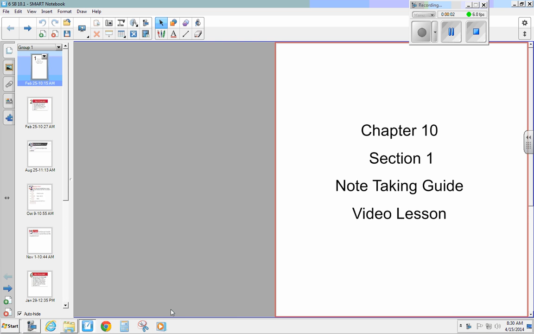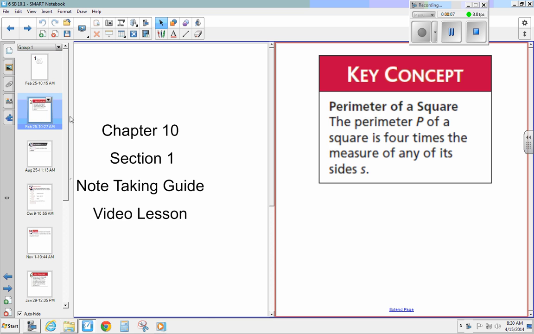Welcome to Chapter 10, Section 1, entitled Perimeter. To begin with, the key concept for perimeter of a square. The perimeter P of a square is 4 times the measure of any of its sides.